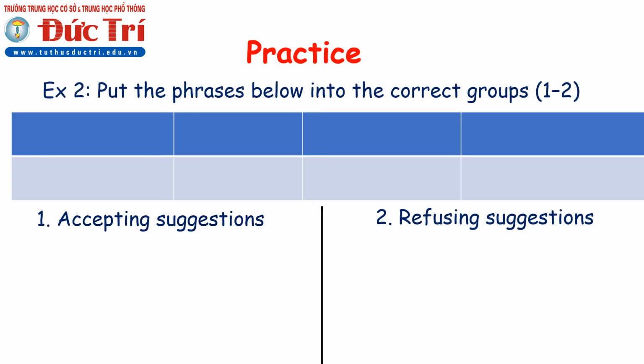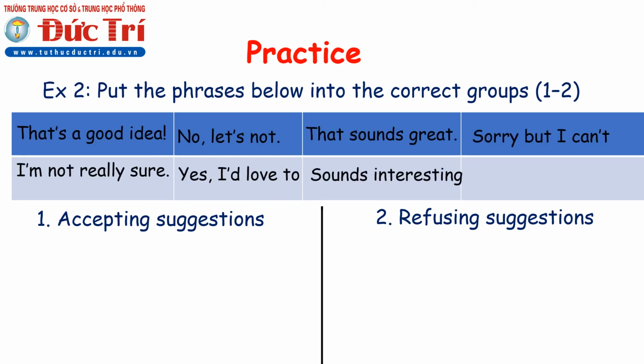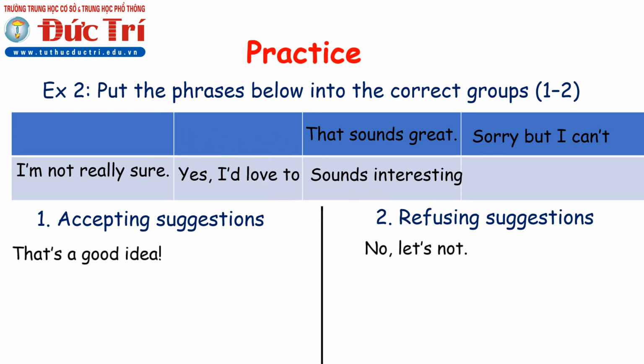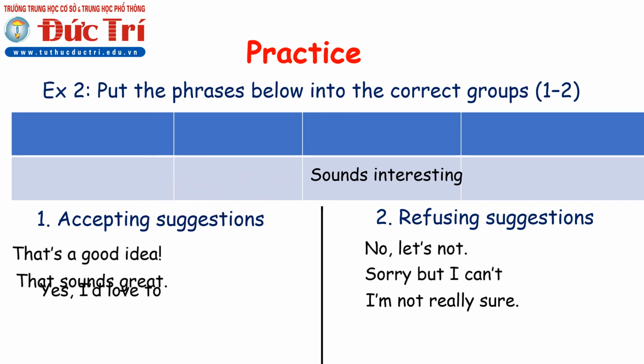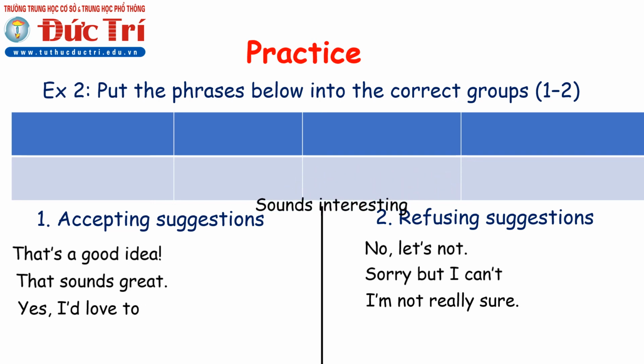Exercise 2. Put the phrases below into the correct group. 1. Accept. 2. Refuse. The first phrase, that's a good idea. This is accept. Next, no, let's not. Refuse. That sounds great. Accept. Sorry, but I can't. Refuse. I'm not really sure. Refuse. Yes, I'd love to. Accept. Sounds interesting. Accept.